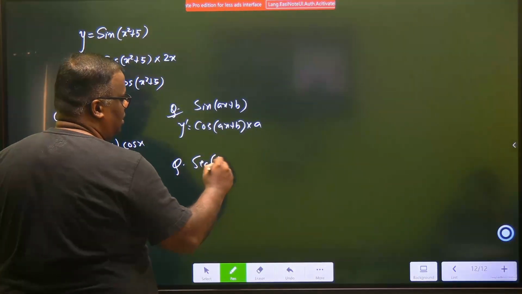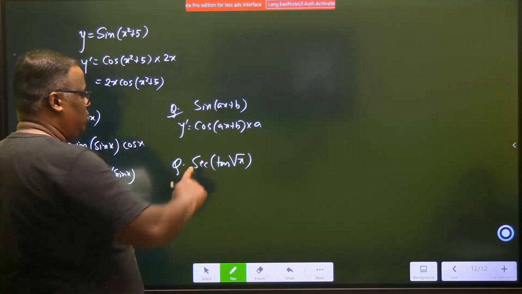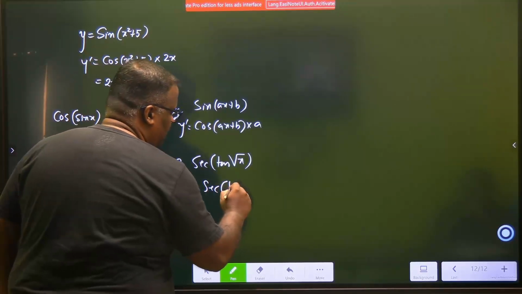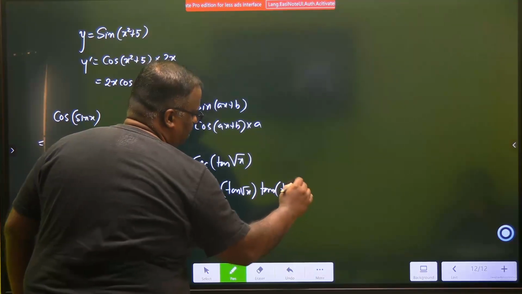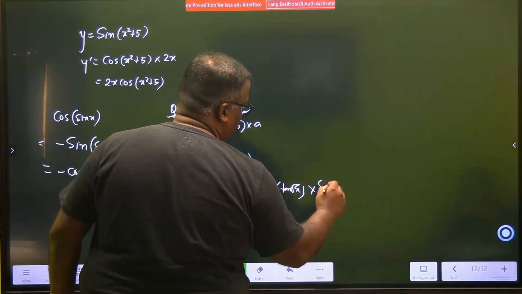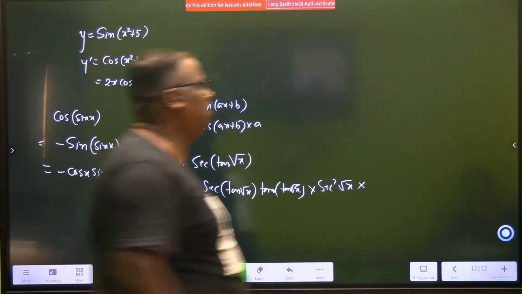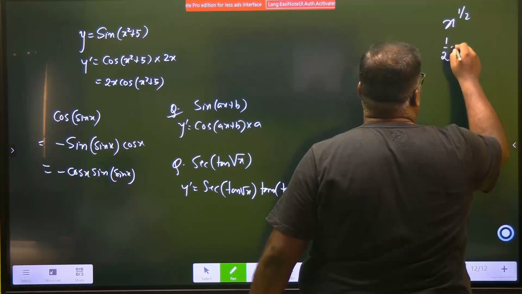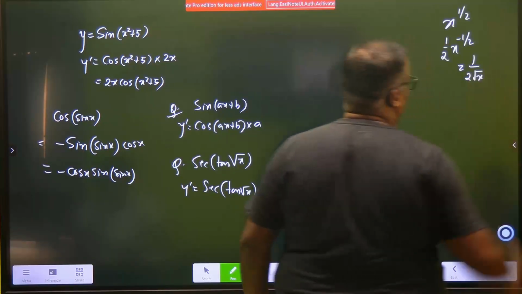Sec of tan root x. Now this is a little bit stylish. Root is there. No issues. d/dx of sec x is what? Sec x tan x. So it should be sec of tan root x into tan of tan root x, right? Then d/dx of tan of this, which should be sec square root x. Now d/dx of root x. Root x is x to the power half. If you do its differentiation, it becomes half x to the power half minus 1, which is again half. So this is basically 1 by 2 root x.